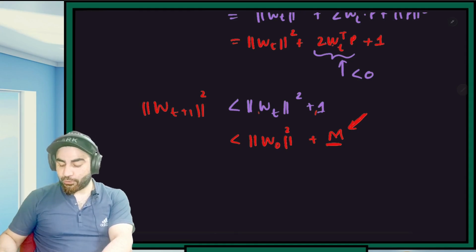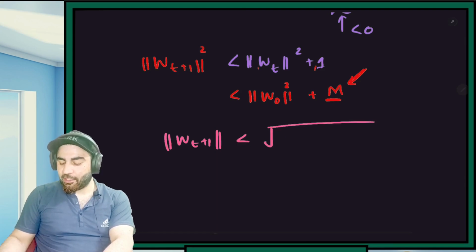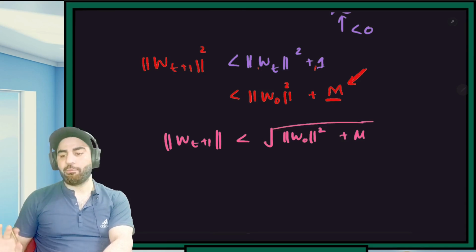So now I have two things. I have Wt plus 1 square, or I can write it like this. This is less than the square root of W naught square plus m. Okay, I should not cancel like this. So if you see this, I got this so far.